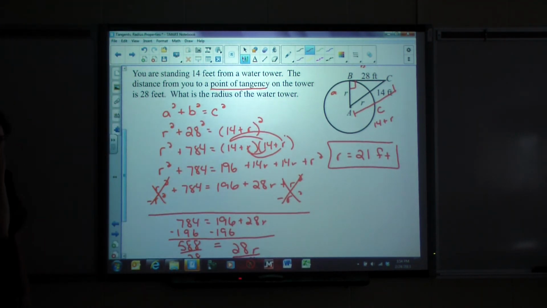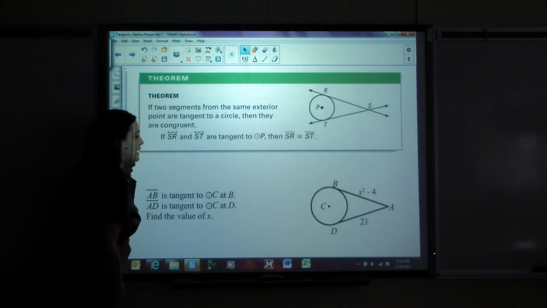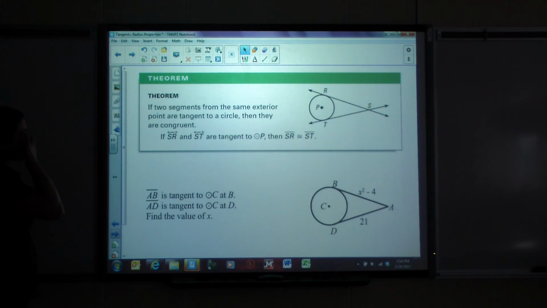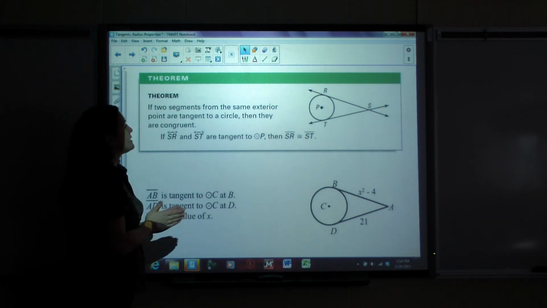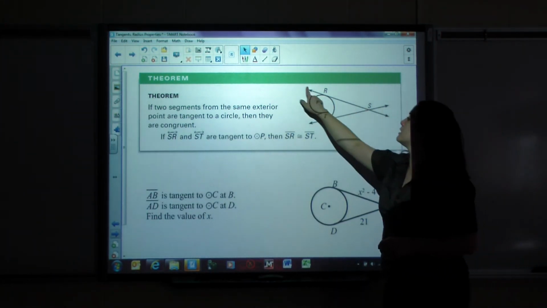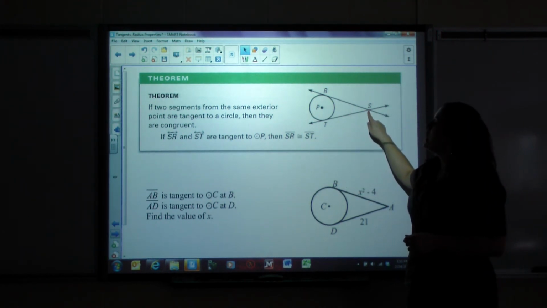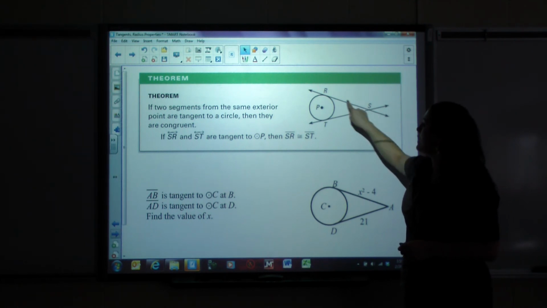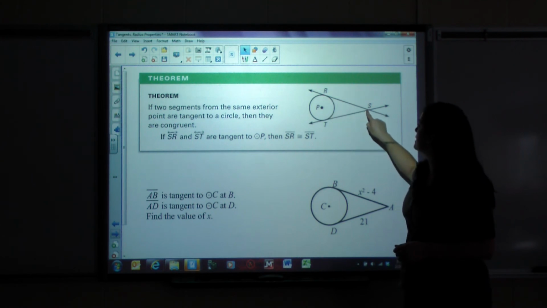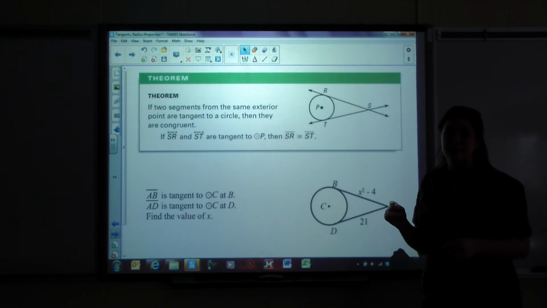Okay, hopefully that one went okay for you. Now, let's try a couple other theorems with this whole idea of tangent. This one says if two segments from the same exterior point are tangent to a circle, meaning they cross somewhere, so we have two tangent lines, this is a tangent line and this is a tangent line, and they have a common point. What we find out is they're actually going to be congruent from that point to the point of tangency. So S to R is going to be the same length as S to T.